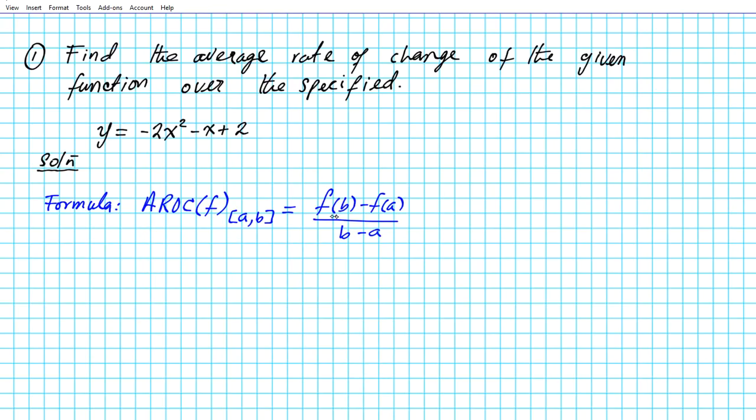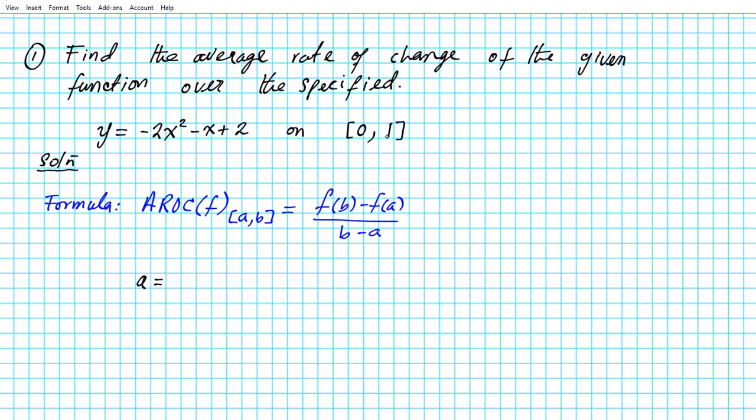In order to find f of b and f of a, we need the function and the b and a values. So let's go ahead and write down what we have so far. Let's start with the independent variables. a is, let's say, I didn't finish the question. We're finding the average rate of change on the interval 0, 1.